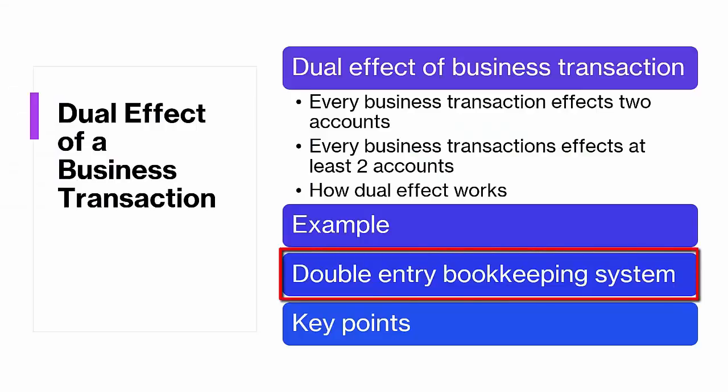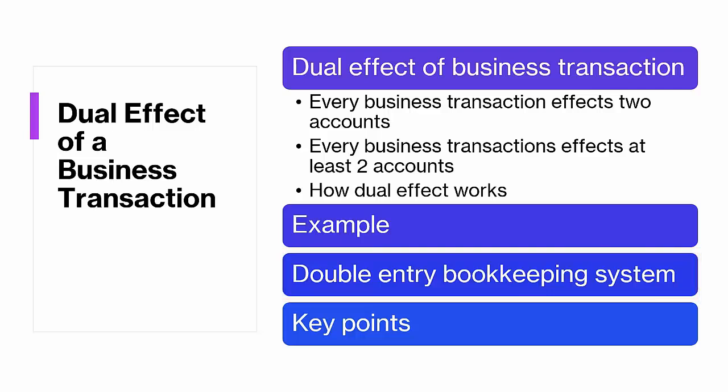Double entry bookkeeping system. This system is called double entry because it ensures every transaction is recorded twice, once as a debit, left side, and once as a credit, right side. Here's why it works. 1. Every transaction has two sides. Something is gained and something is given up. 2. The total value of debits is always equal to the total value of credits.